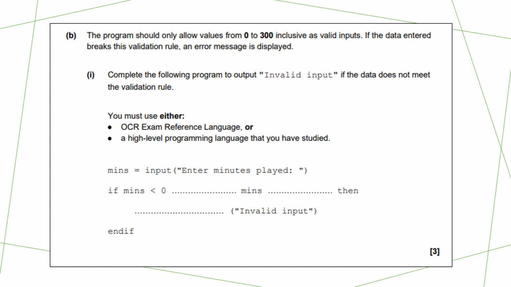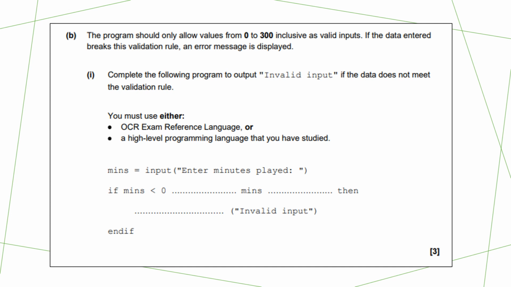For question 8b, it says the program should only allow values from 0 to 300 inclusive as valid inputs. That means we need to include 0 and 300 in those. If the data entered breaks this validation rule, an error message is displayed. Complete the following program to output invalid input if the data does not meet the validation rule. It says you must use either an OCR exam reference language or a high-level programming language you've studied. So in other words, to do it in Python is absolutely fine.